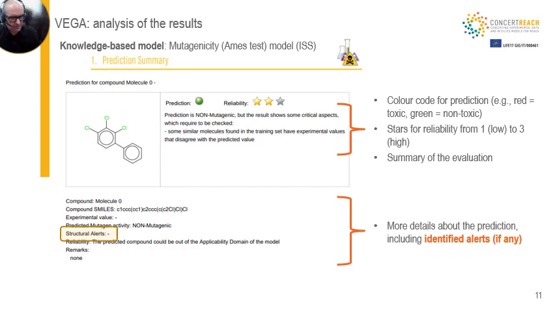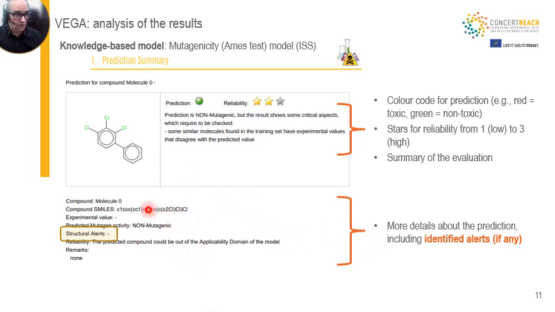Now we can have a look at the report generated by VEGA and how to analyze it. So the report has a prediction summary, actually the first page, which includes a section where the outcome or prediction is represented using a color code, for example, red for toxic, green for non-toxic, and the reliability of the prediction is represented using a 3-star format, where 1 star means low reliability, 3 stars means high reliability. And below is also provided a summary of the evaluation.